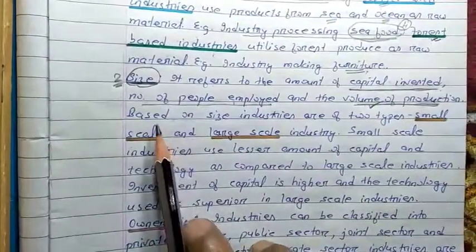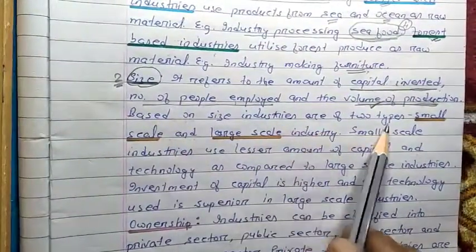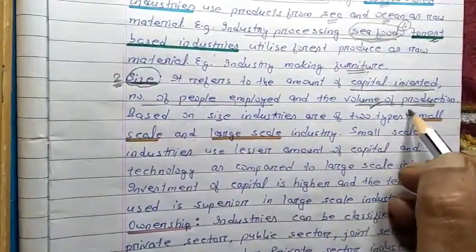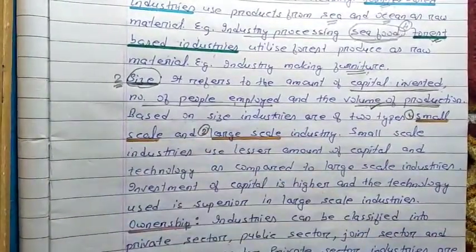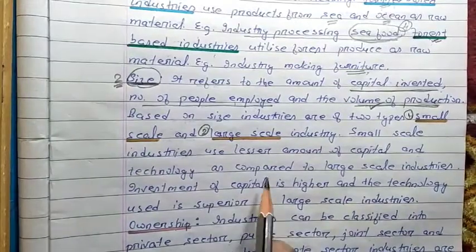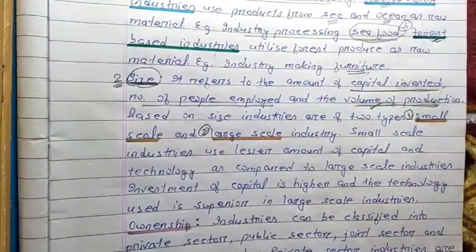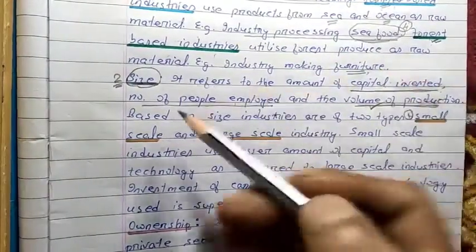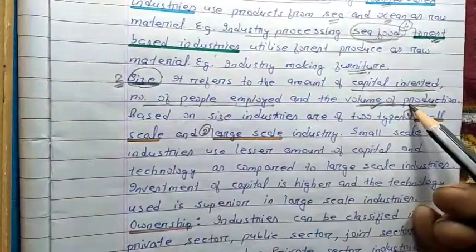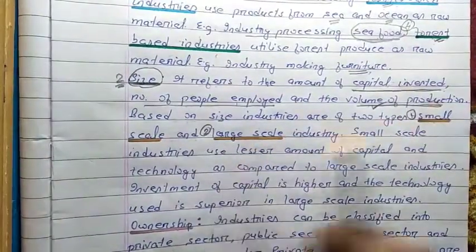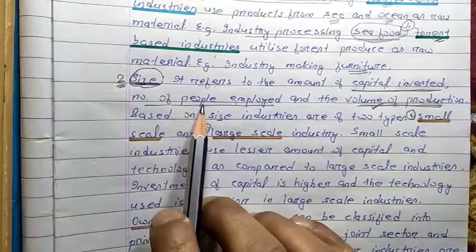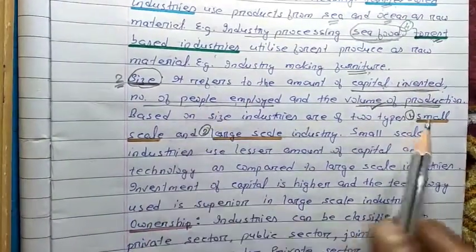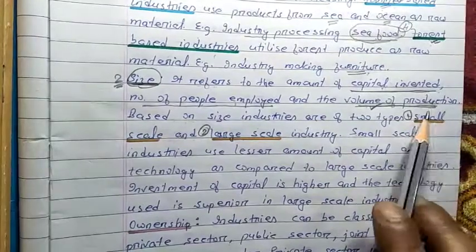And on the basis of size, industries can be classified into two types. One is small scale industry, another one is large scale industry. From the name itself, we can easily understand that small scale industries will be using less capital, a smaller number of people, and their production will be less. And large scale industries, their capital invested will be high, their number of people working will be more, and even their volume of production also will be more.